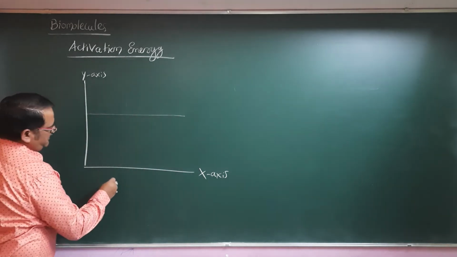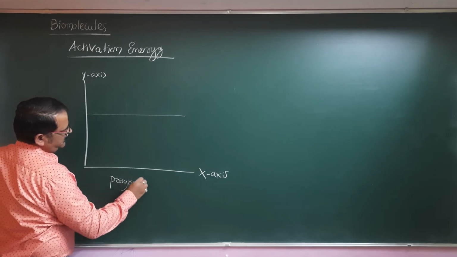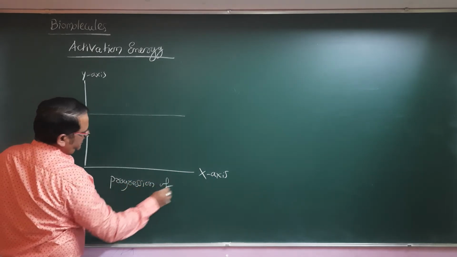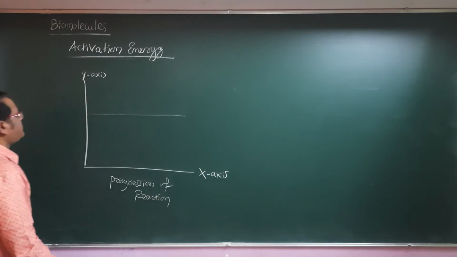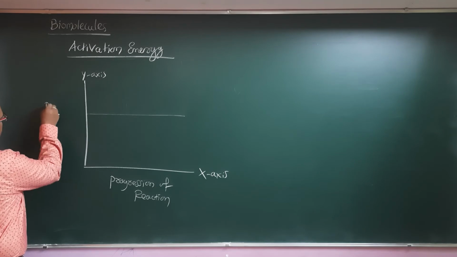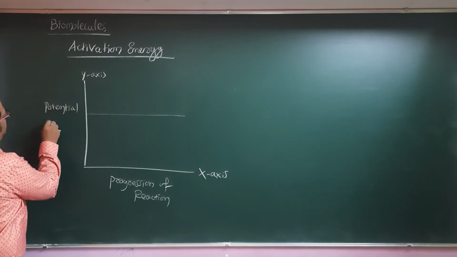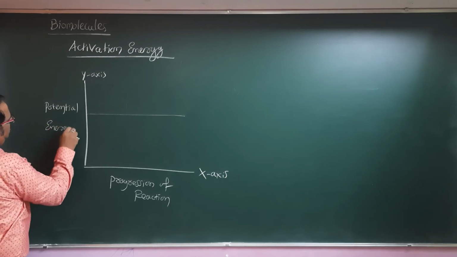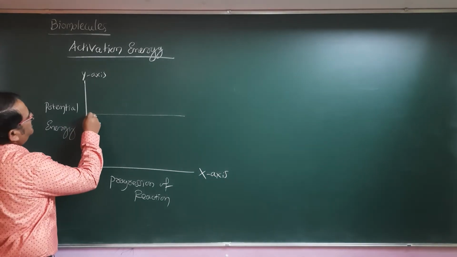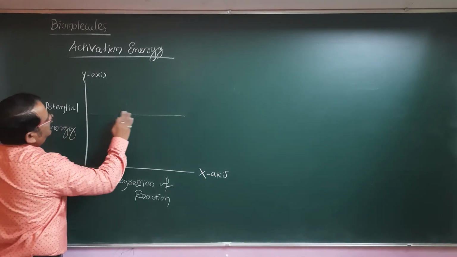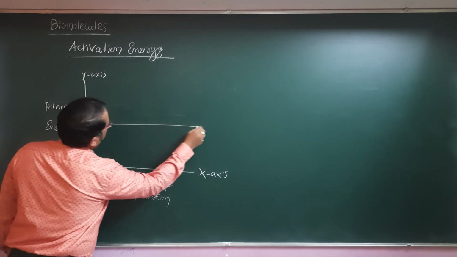the x-axis represents the progression of a reaction, and the y-axis represents potential energy, the amount of energy required. Fine. So here it can be measured like this. So let me put a line, it will be here, is very nice.